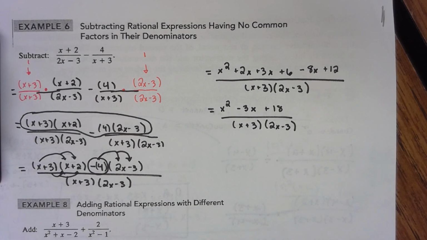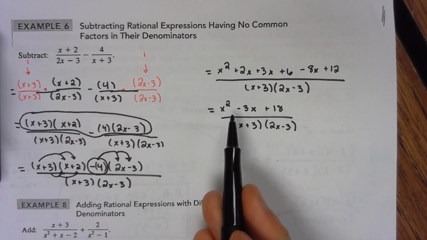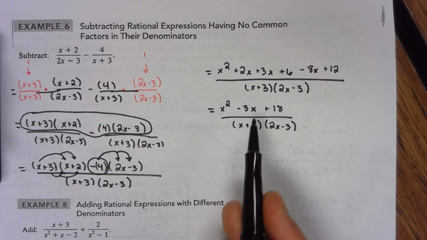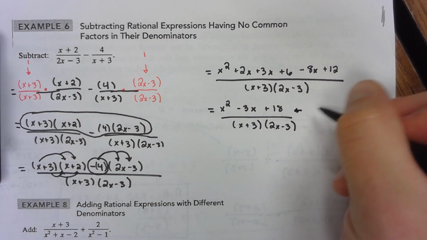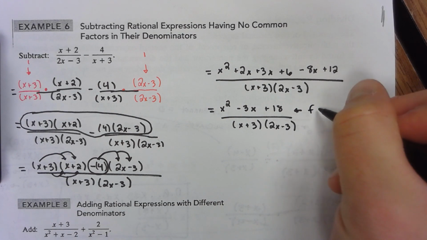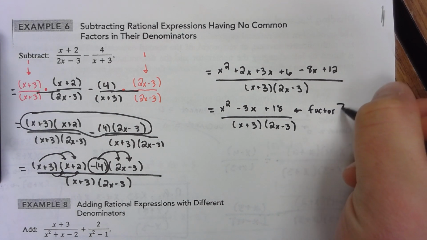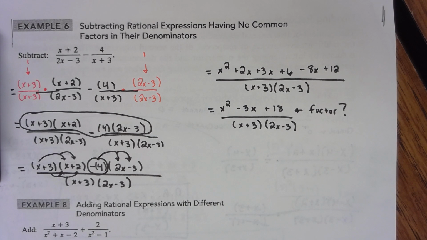And so up to this point, we've added the fractions, or I guess in this case, subtracted the fractions. We've simplified the numerator to a point. We now need to check, does this factor? If it factors, we might have more simplifying to do.